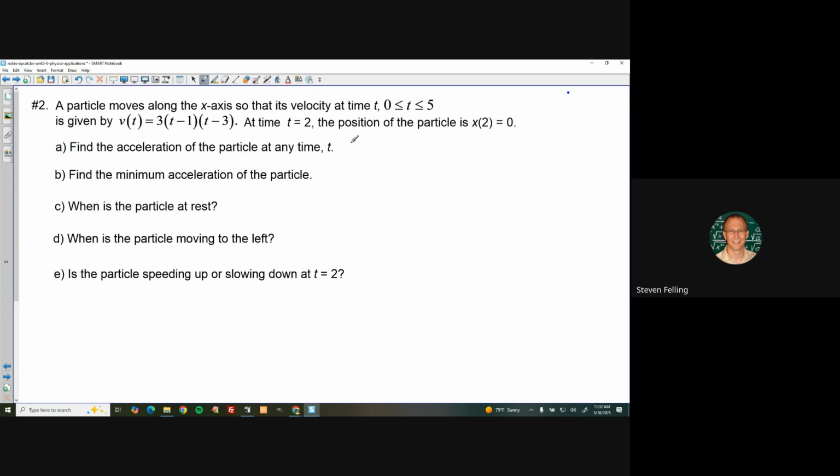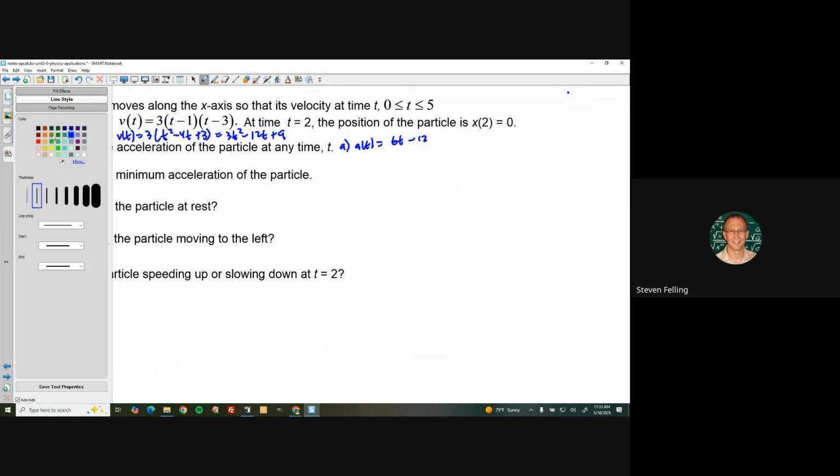So for part A here, we will compute the derivative. So let's see, we could use product rule for that, or I can multiply it out. Let's do that. Let's multiply this out. So this is 3 times FOIL here would give me t squared minus 4t plus 3, which means this is 3t squared minus 12t plus 9, which makes the derivative 2 times 3 is 6t minus 12. All right, so that's the answer to A.